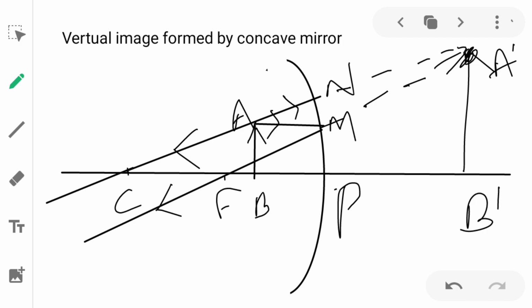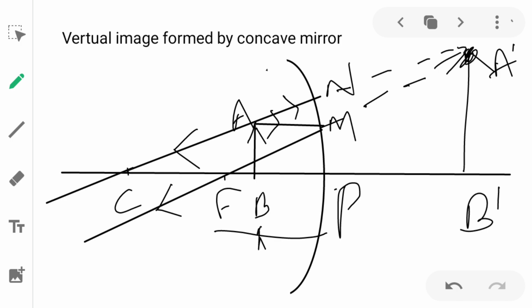So even though the concave mirror is called a converging mirror, if the object is placed within the focal length, the reflected rays diverge. They are not going to meet to form a real image. So a virtual, magnified image is going to be formed by a concave mirror.